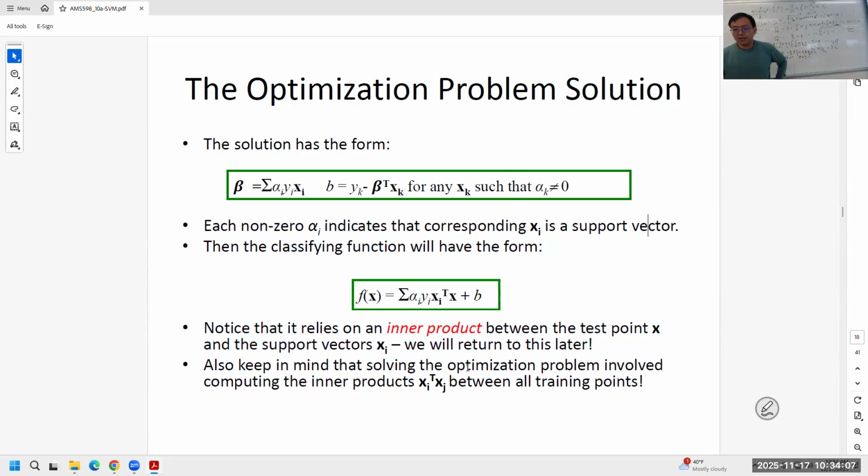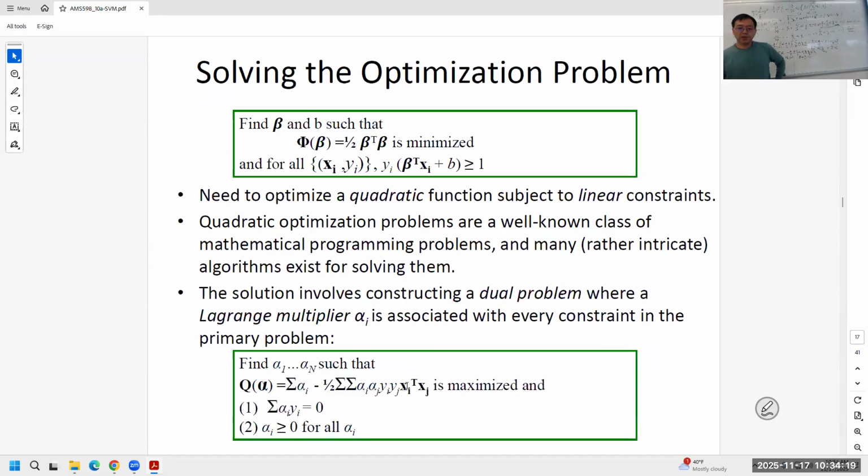Now, also keep in mind, solving the optimization problem only involves computing the inner product xi transpose xj between all the training data points. You can look at it here. When you solve this problem, all you need is xi transpose xj in your computation. That's all you do here. What does this mean?